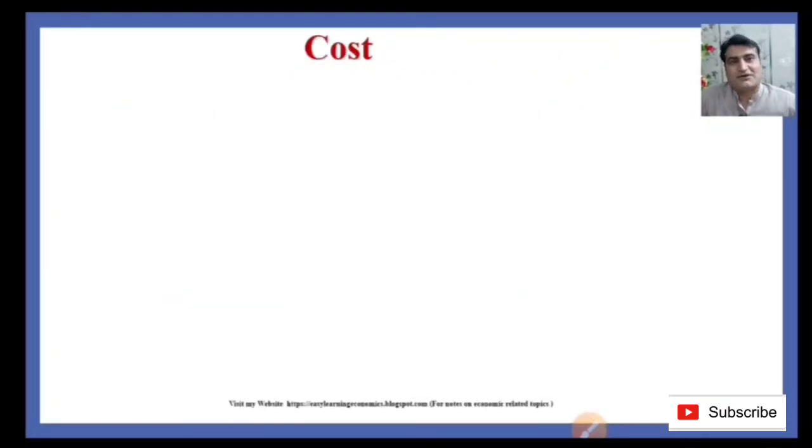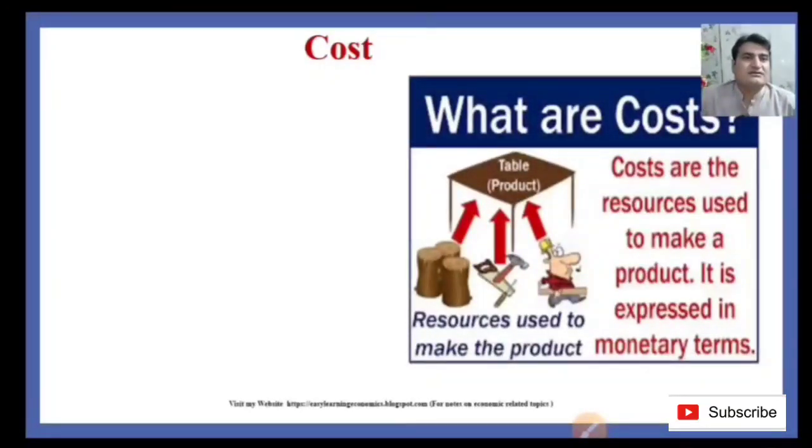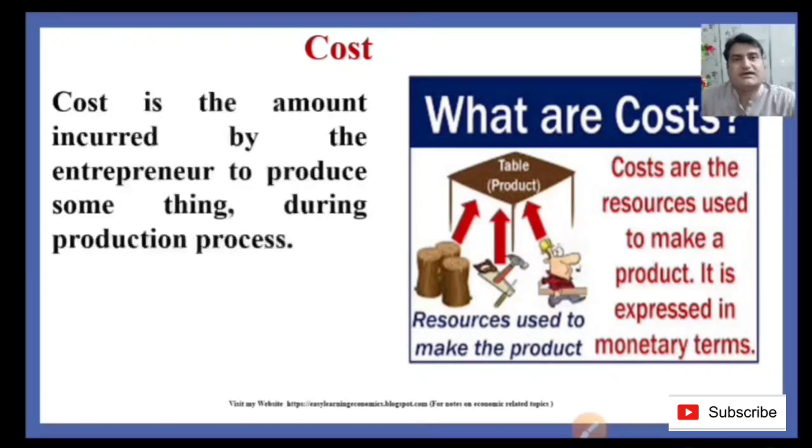So we are going to start with cost, what is cost and how can we define a cost. Costs are the resources used to produce a product. It is expressed in monetary terms. So how can we define a cost? The cost is the amount incurred by the entrepreneur to produce something during the production process.